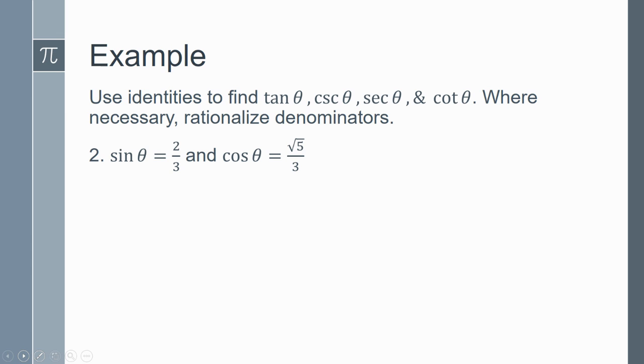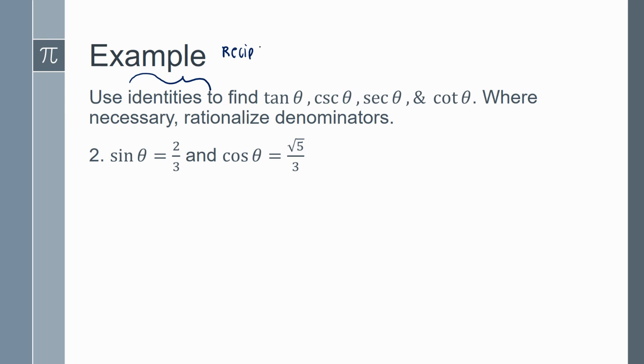Let's take a look at another example. It says use identities to find tangent of theta, cosecant of theta, secant of theta, and cotangent of theta. When necessary, we are going to rationalize the denominator. Notice this time they're giving us two different trig functions. And when it says to use identities, that means you can use more than one.